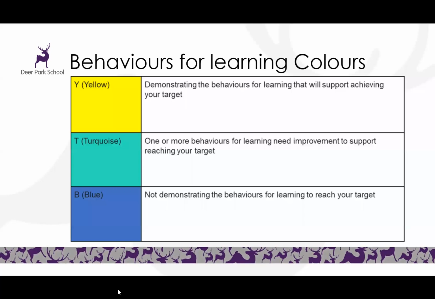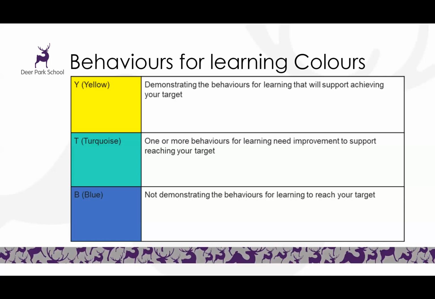For each subject, students will continue to be awarded a behaviour for learning colour, either yellow, turquoise or blue. If a student receives a yellow, this demonstrates that they are demonstrating absolutely everything within the 11 behaviour for learning codes. In many cases, a turquoise will mean just a few small tweaks to support them further to reach their target. It is really important to understand that turquoise isn't necessarily anything to worry about, and it's very dependent on the comments that accompany the colour, and that they may just require small tweaks.